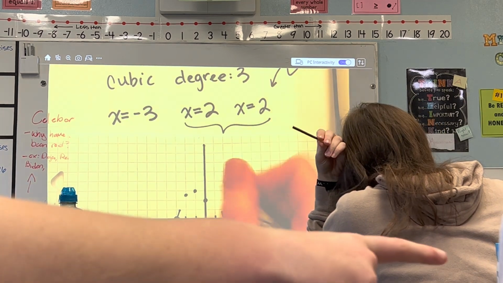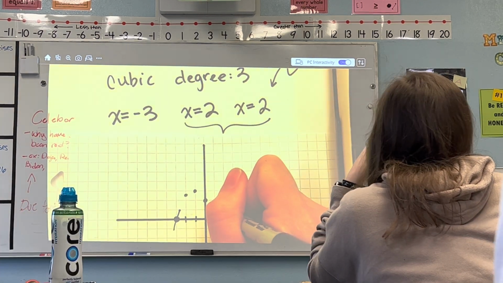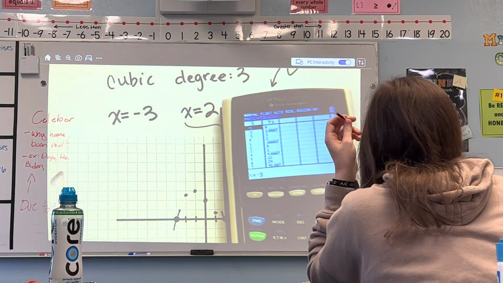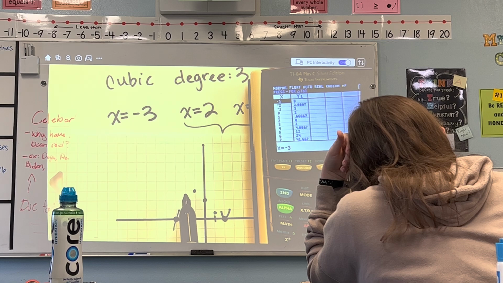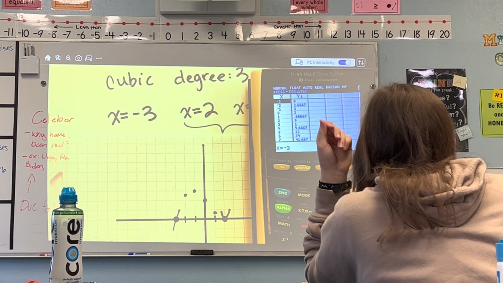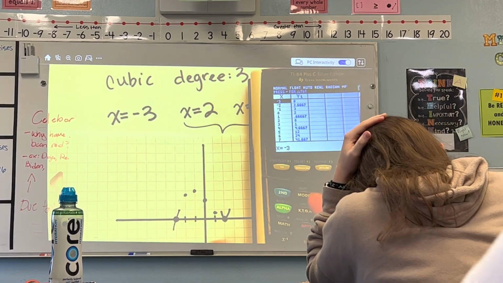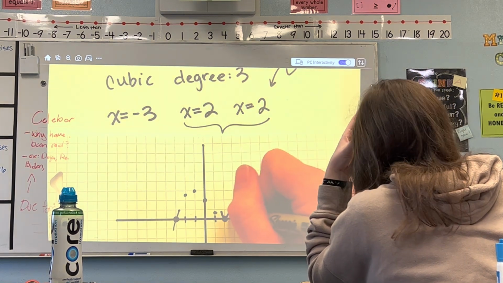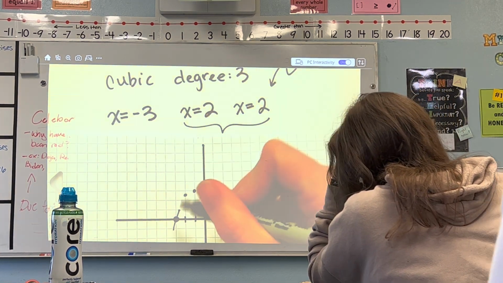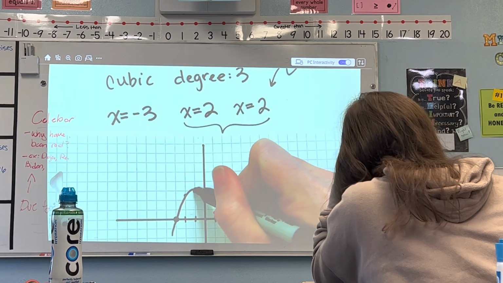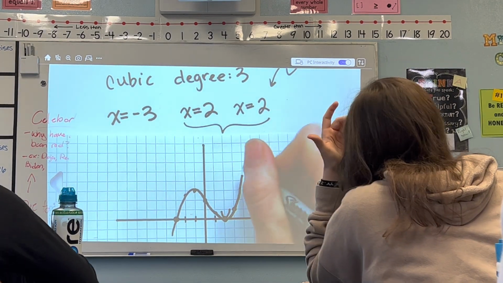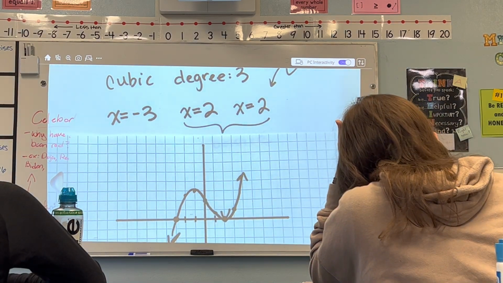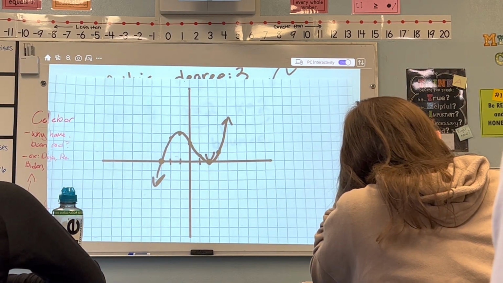At -2, it's about 2.6, in between 2 and 3. And then if you want to add one more, at 3, it's at 1. So we just put the whole function in our calculator, and then that's what's happening in between.